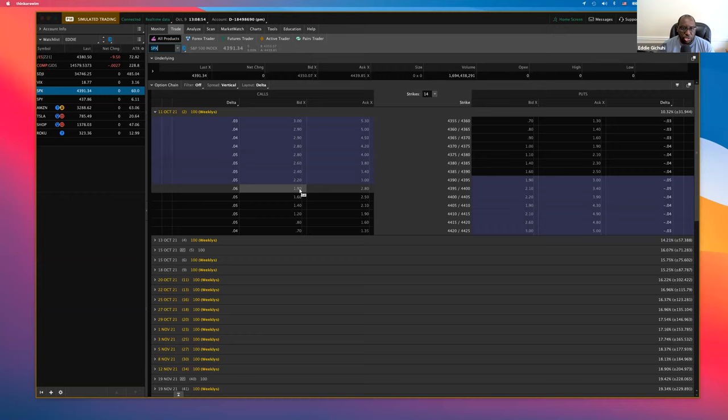I can no longer roll it for a credit. I can only roll it for a debit. Still a good thing, still okay, but not ideal. So you want to make sure that you're monitoring your trade. In fact, when you're within 10 points of your short leg, the one that you sold, that is when your antenna should go up and you're like, all right, what do I do here?